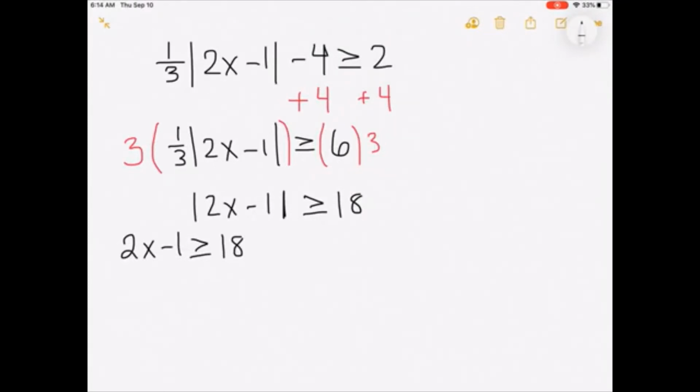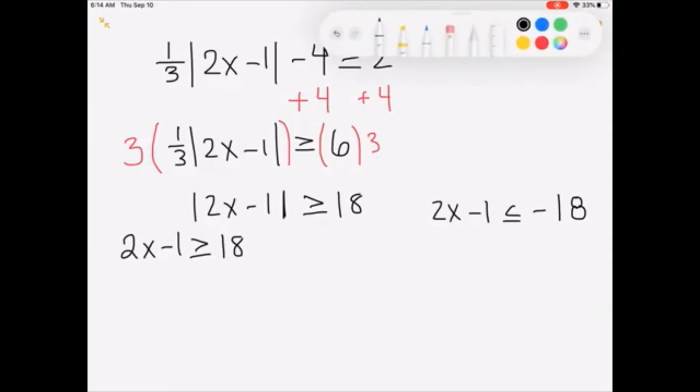The other case would be 2x minus 1 is less than or equal to negative 18. Right? Because if 2x minus 1 is, let's say, negative 20, the absolute value would be 20, and that would make our original inequality true. But if 2x minus 1 was like negative 10, then the absolute value would be 10, and that would not make our inequality true. So with greater than, remember, it splits, it goes in opposite directions.